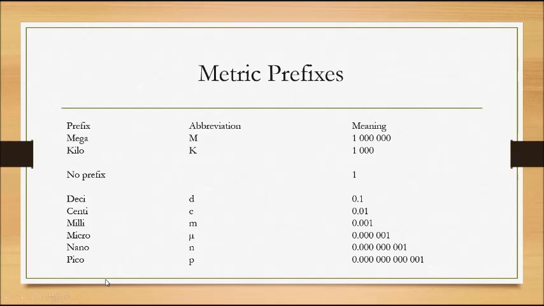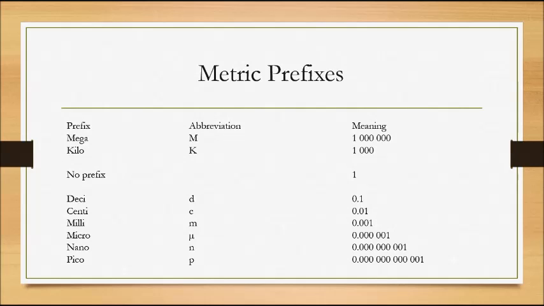The bottom ones, deci, centi, milli, micro, nano, and pico, are all smaller than a whole. So a deci is a tenth, centi is 1/100th, milli is 1/1,000th, micro 1/1,000,000th, nano 1/1,000,000,000th, and pico, I'm not exactly sure what that is. It's smaller, so 1/1,000,000,000th. Yeah, I know that number.